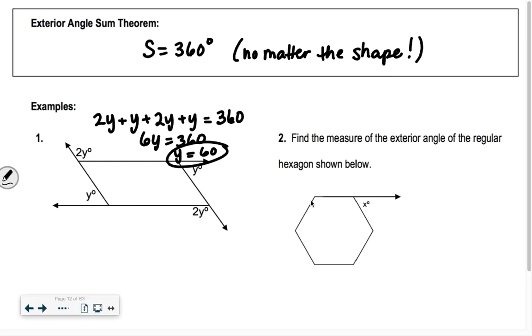How about the next one? Find the measure of the exterior angle of the regular hexagon shown below. So it's a regular hexagon, meaning all of these interior angles are the same, and all of those exterior angles would be the same as well. So how many would I have of these x's? 12? Nope. 6 of them, because it's a hexagon, right? So I'm going to have 6 of those x's. They add to be 360, so x is 60.